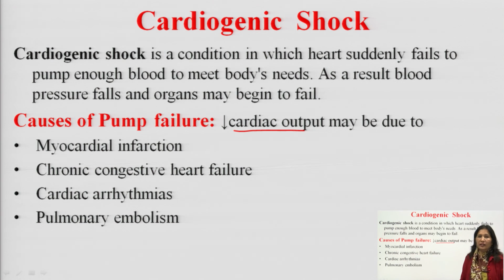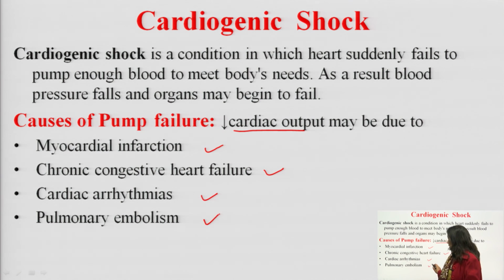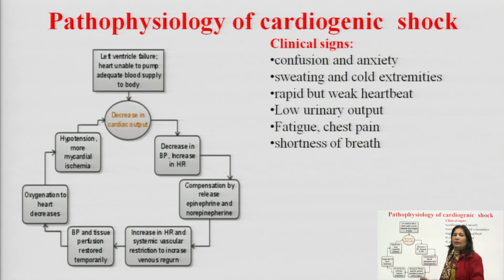And this reduced cardiac output may be due to myocardial infarction, chronic CHF, congestive heart failure, cardiac arrhythmia, pulmonary embolism, cardiomyopathy, valvular dysfunction, etc. So, these are the different causes which may result in cardiogenic shock, which causes the pump failure and reduced cardiac output. Now, what happens because of this failure?